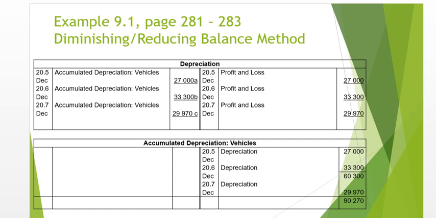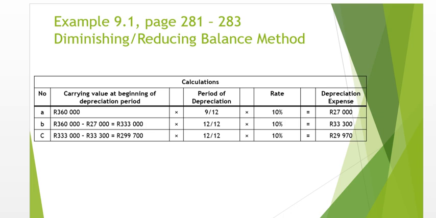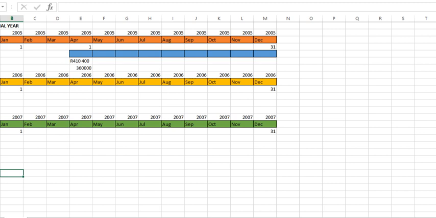So if we have a look at our diminishing balance method, what we need to do is at the beginning of each financial year, we need to calculate what our carrying value is for this vehicle. And your carrying value is your cost price less accumulated depreciation. So if we start with the 2005 financial year, in this year we bought this vehicle on the 1st of April 2005, and the value excluding VAT is 360,000 Rand.